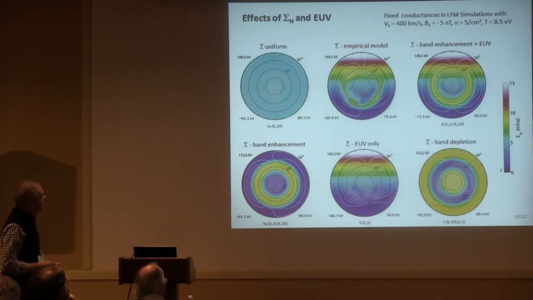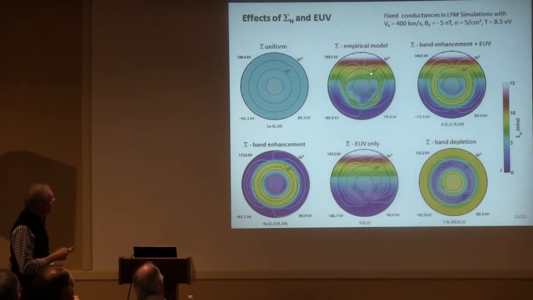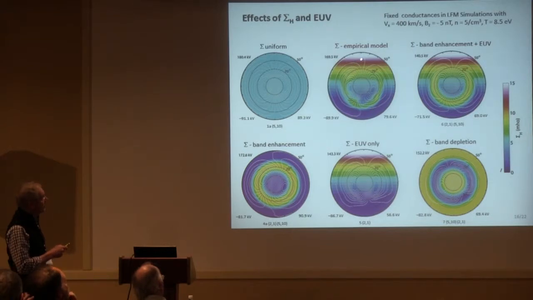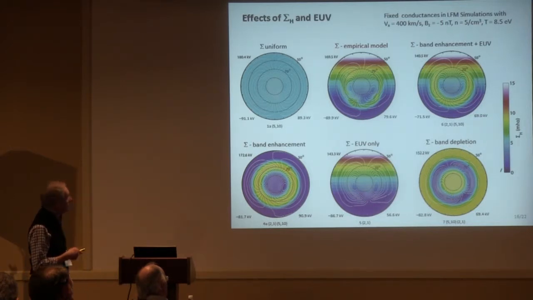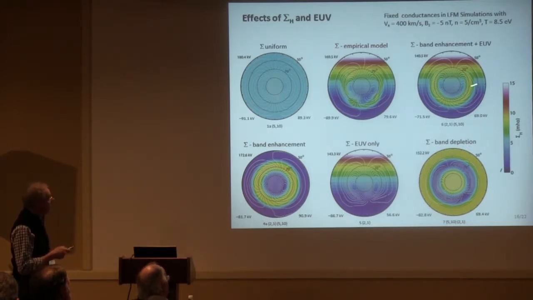Okay, so a whole series of other ones. This is the same one that I just showed you, and this is similar to the one that I just showed you on the previous plot, with slightly different conductances. What you see here is the empirical model for conductance from LFM, including the EUV contribution, which gives this day to night gradient in the conductance, and then this more irregular auroral band here is due to the dynamic empirical precipitation model.